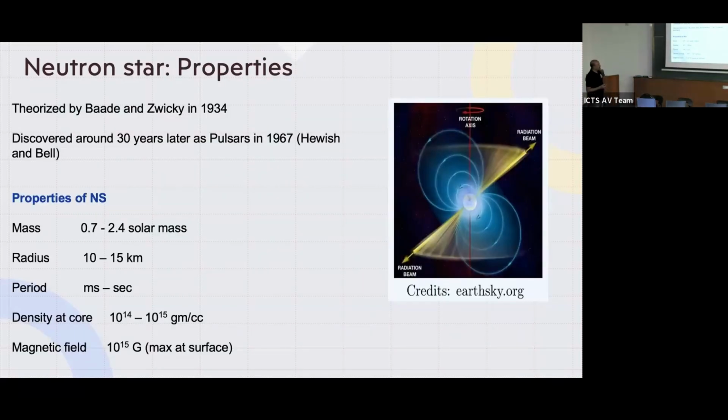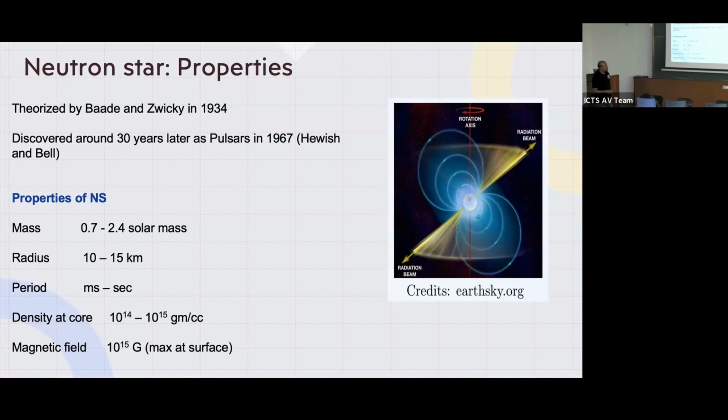What is a neutron star? The neutron star was first theorized by Baade and Zwicky just after the discovery of the neutron. The neutron was discovered in around 1932. Baade and Zwicky then gave the prospect of having neutron stars, that means stars composed totally of neutrons, and they proposed it in 1934, just 3-4 years after the discovery of neutrons. However, the connection of neutron stars with pulsars happened more than 30 years later, in 1967, by Hewish and Bell. So what are pulsars?